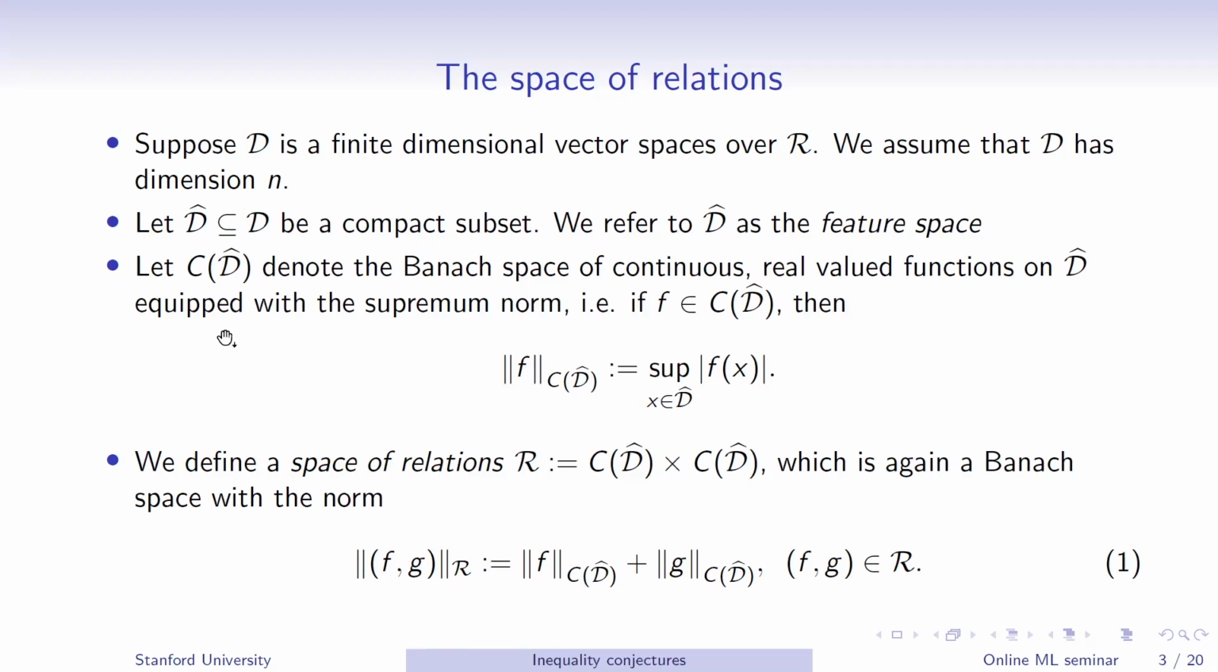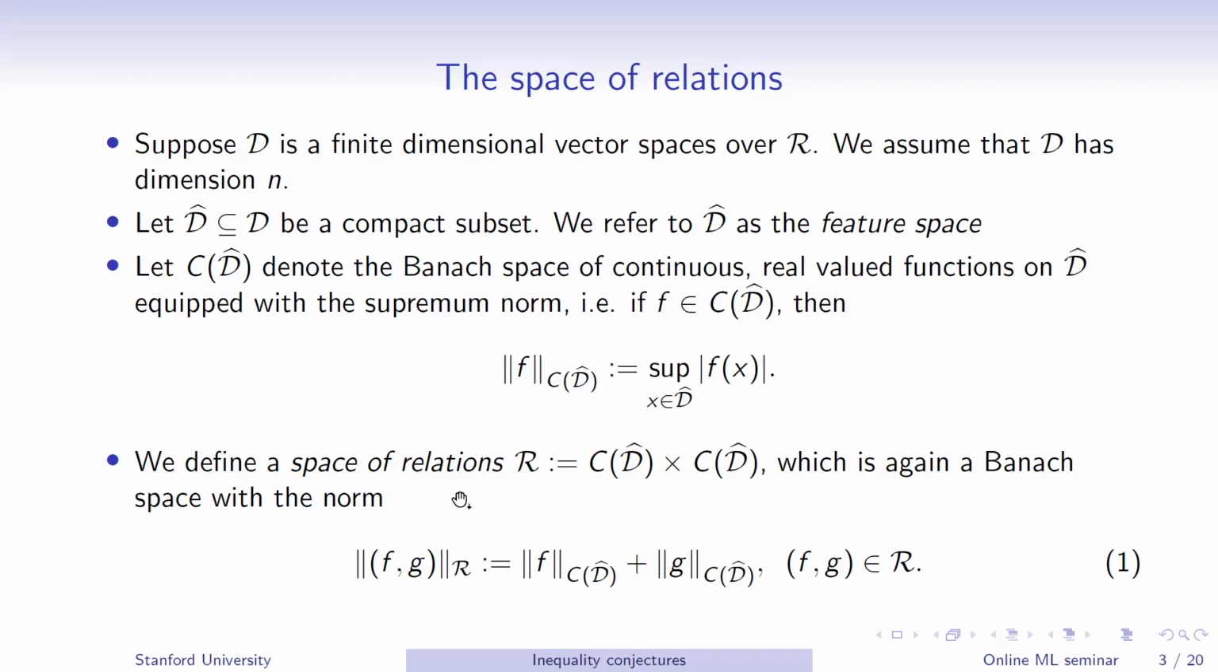Once we have this, we start with our space of continuous functions on D-hat, which we all know is a Banach space. The set of continuous functions on a compact subset of R^d is a Banach space, equipped with the supremum norm. That gives you the Banach space structure.